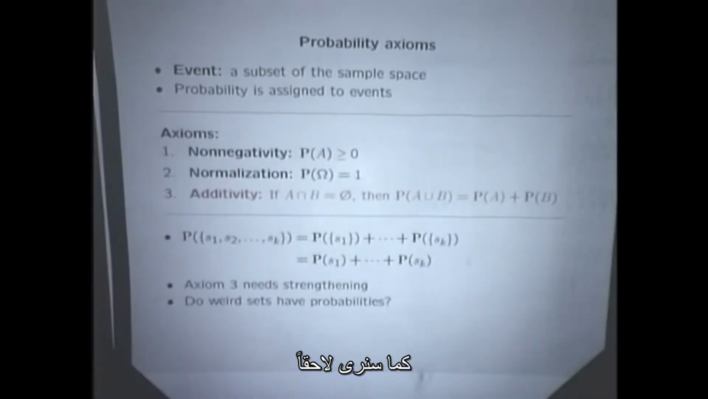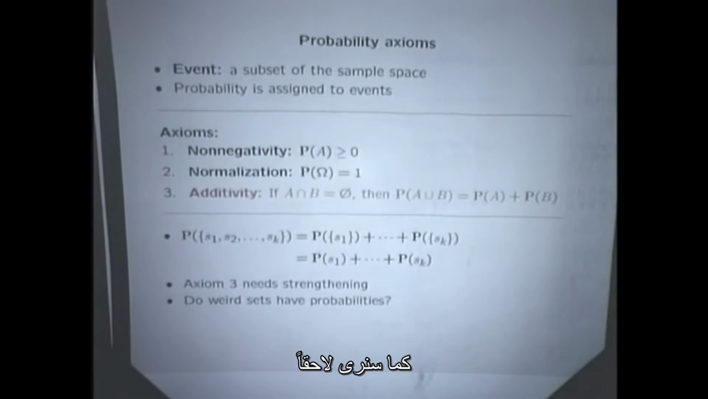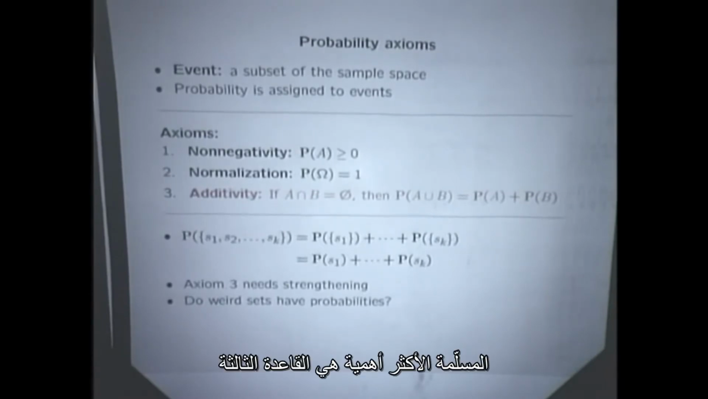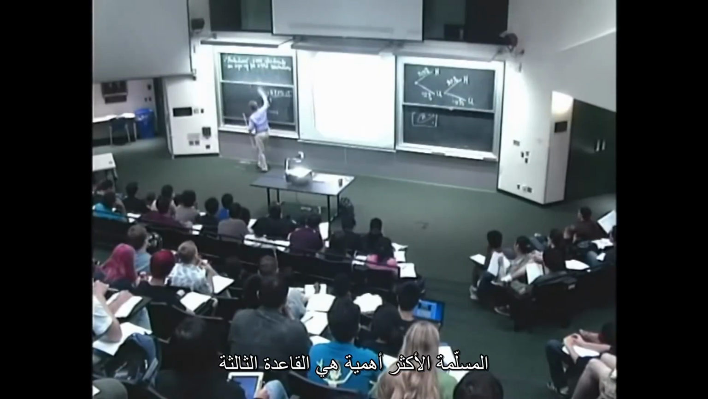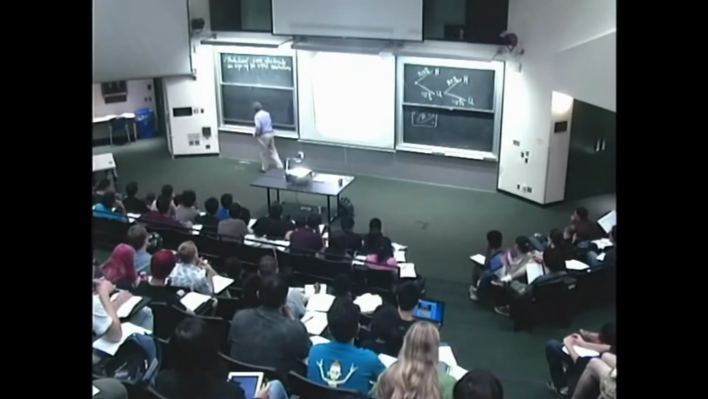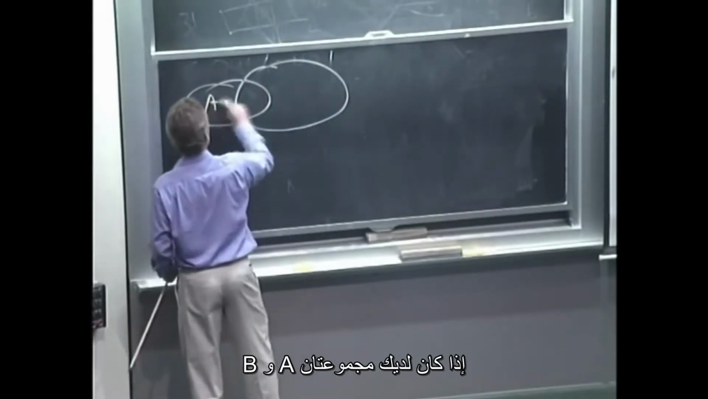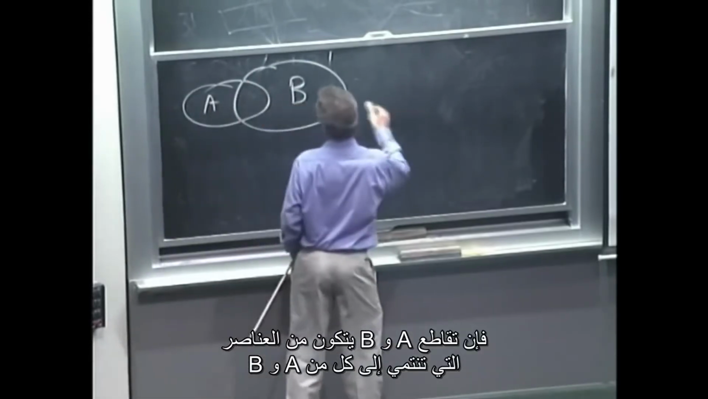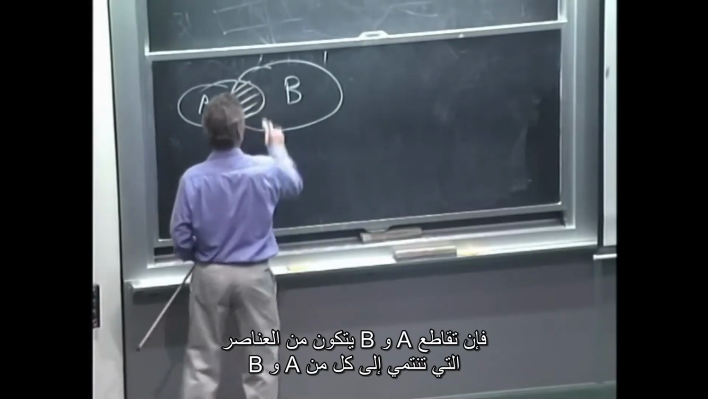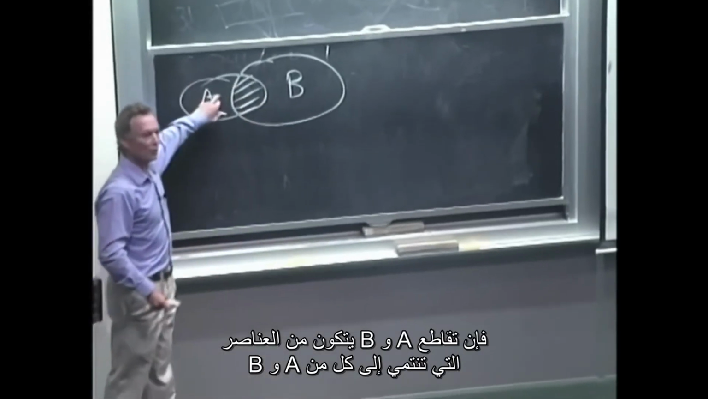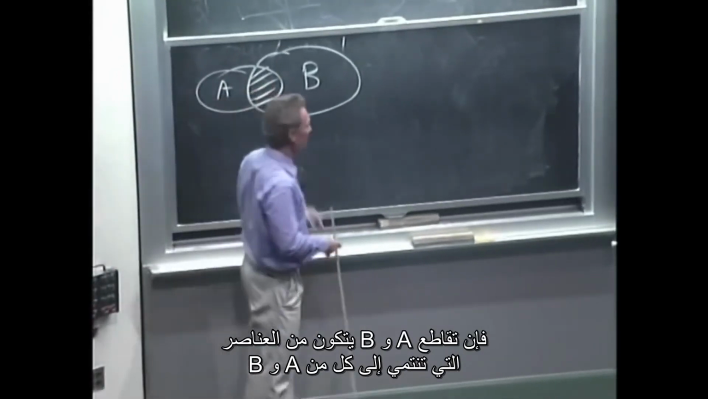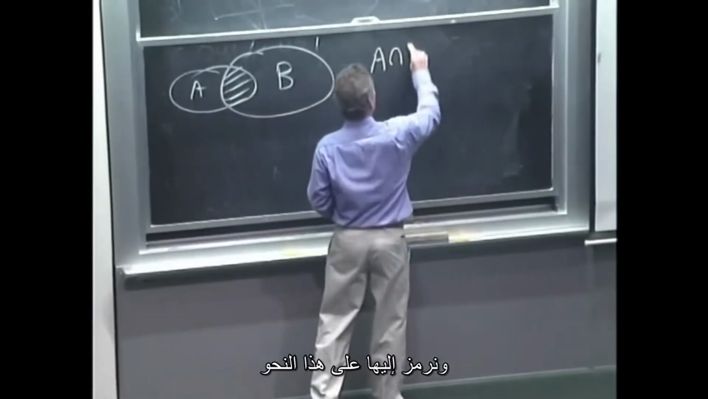Pretty straightforward so far. The more interesting axiom is the third rule. Before getting into it, just a quick reminder. If you have two sets, A and B, the intersection of A and B consists of those elements that belong both to A and to B, and we denote it this way.